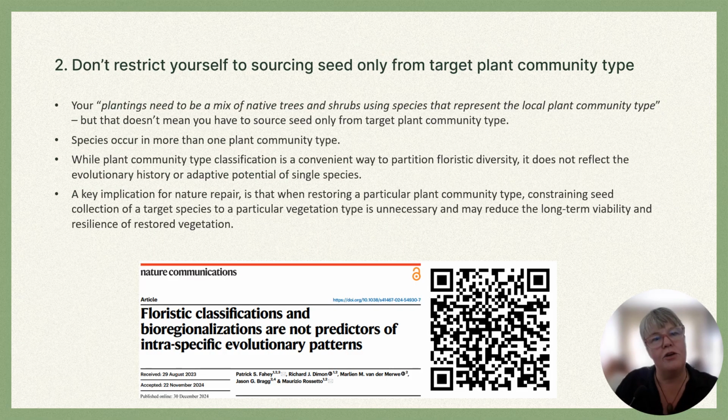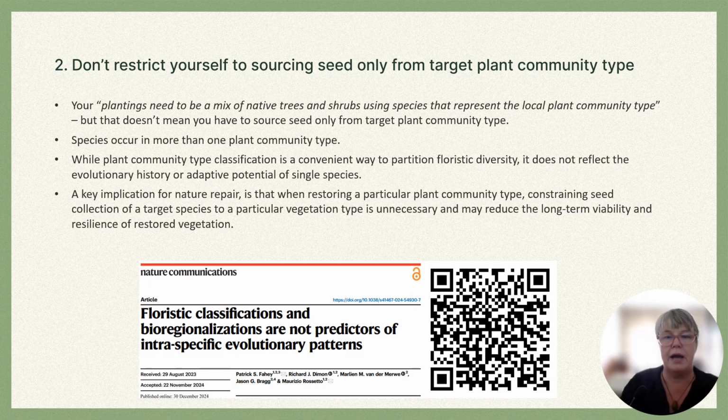Now, another way you can further maximise the success of your restoration plantings is to not restrict yourself to sourcing seed only from the target plant community type. In order to get your funding, your plantings need to be a mix of native trees and shrubs, using species that represent the local plant community type. But that doesn't mean you have to source seed only from that particular plant community type. Species occur in more than one community type.